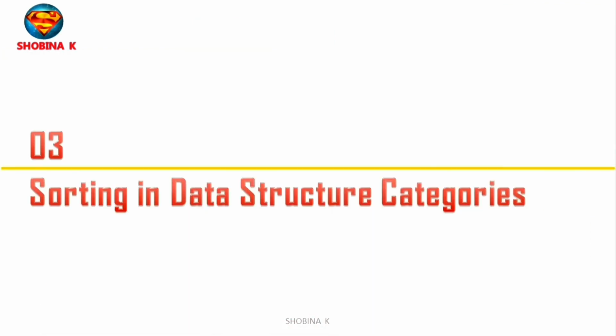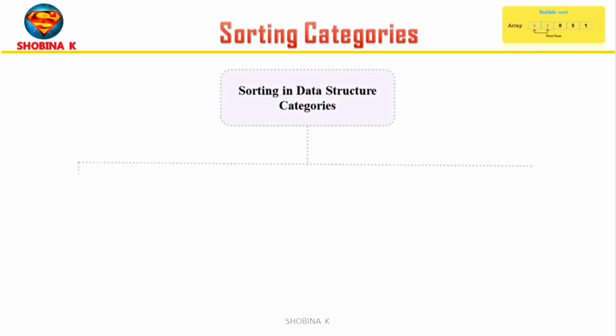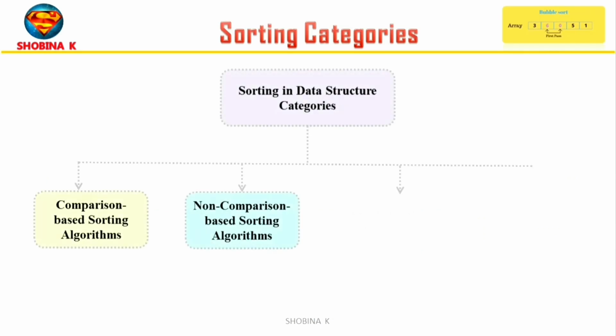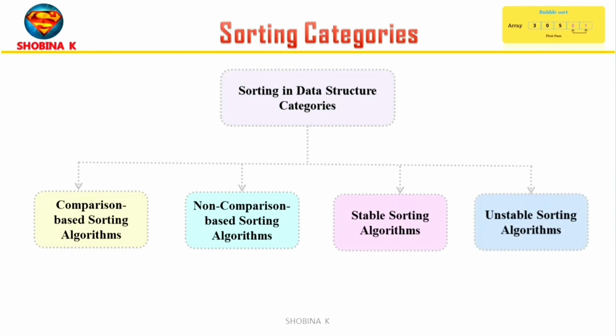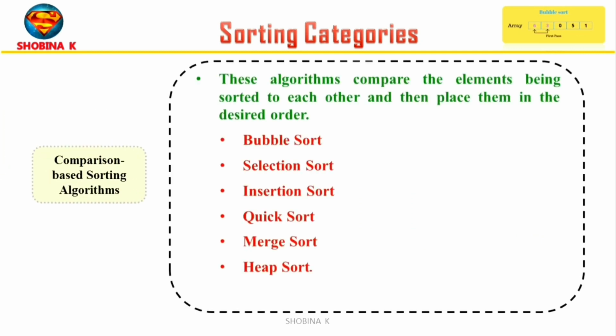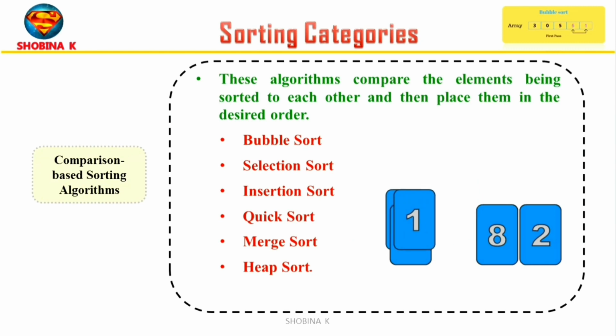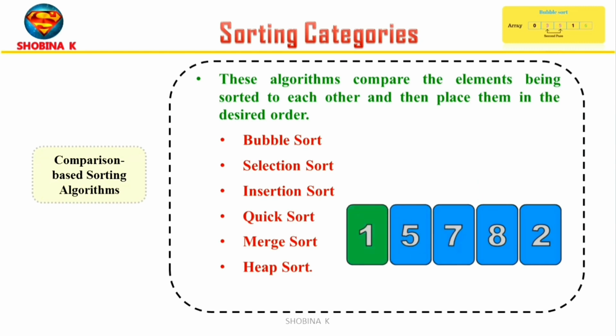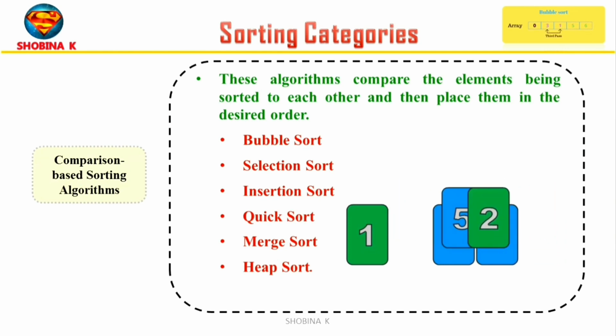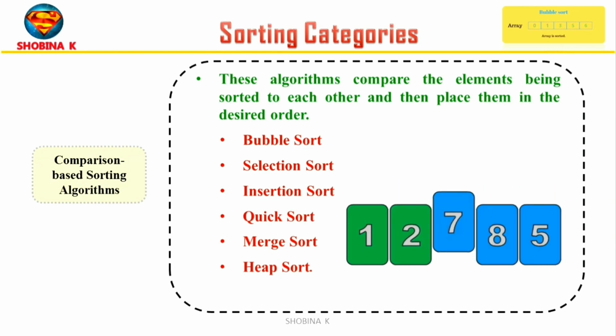Now let's see the sorting categories in data structure. The sorting categories in data structure can be broadly classified into the following types: comparison based sorting algorithms, non-comparison based sorting algorithms, stable sorting algorithms, and unstable sorting algorithms. Talking about comparison based sorting algorithms, these algorithms compare the elements being sorted to each other and then place them in a desired order. Examples include bubble sort, selection sort, insertion sort, quick sort, merge sort, and heap sort.